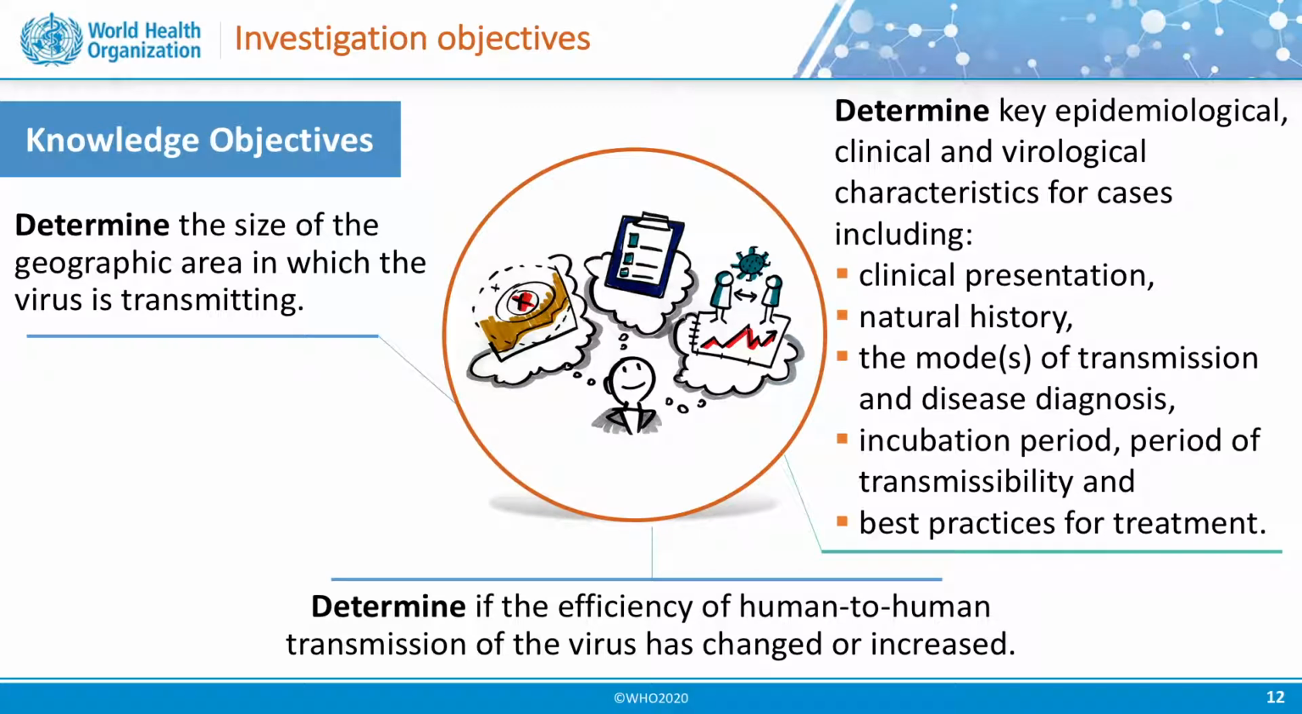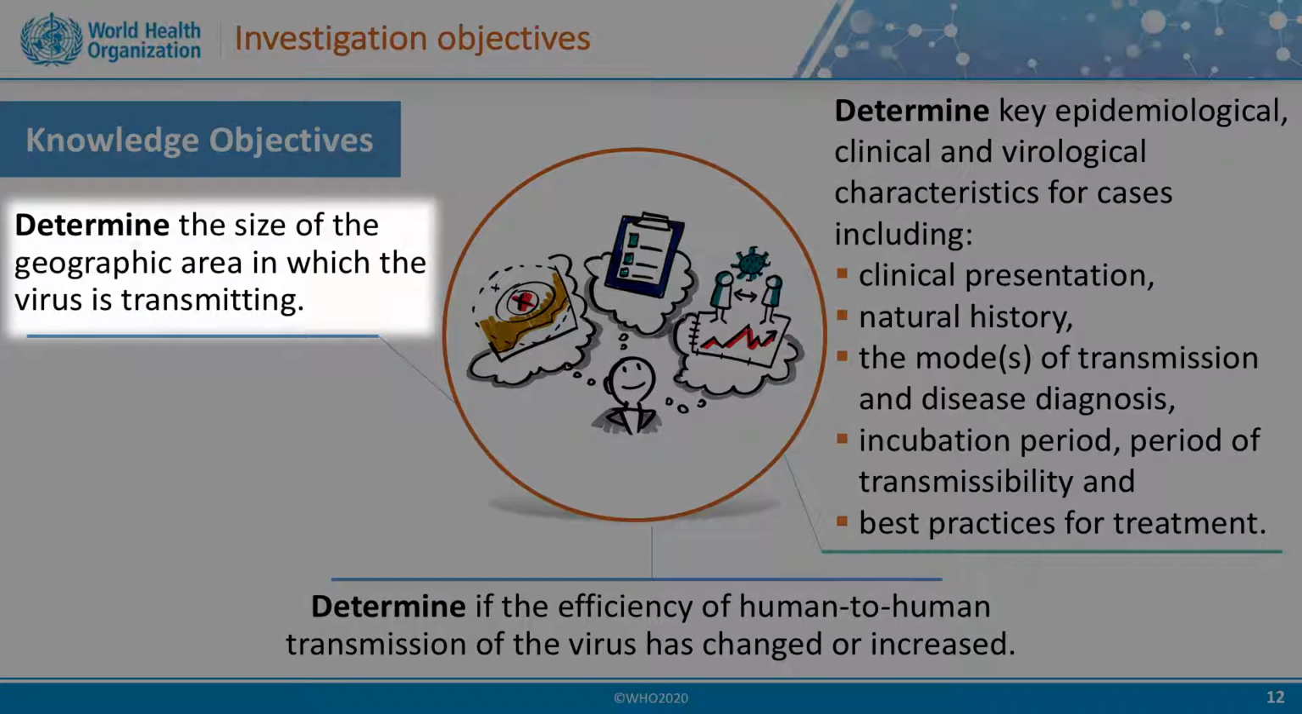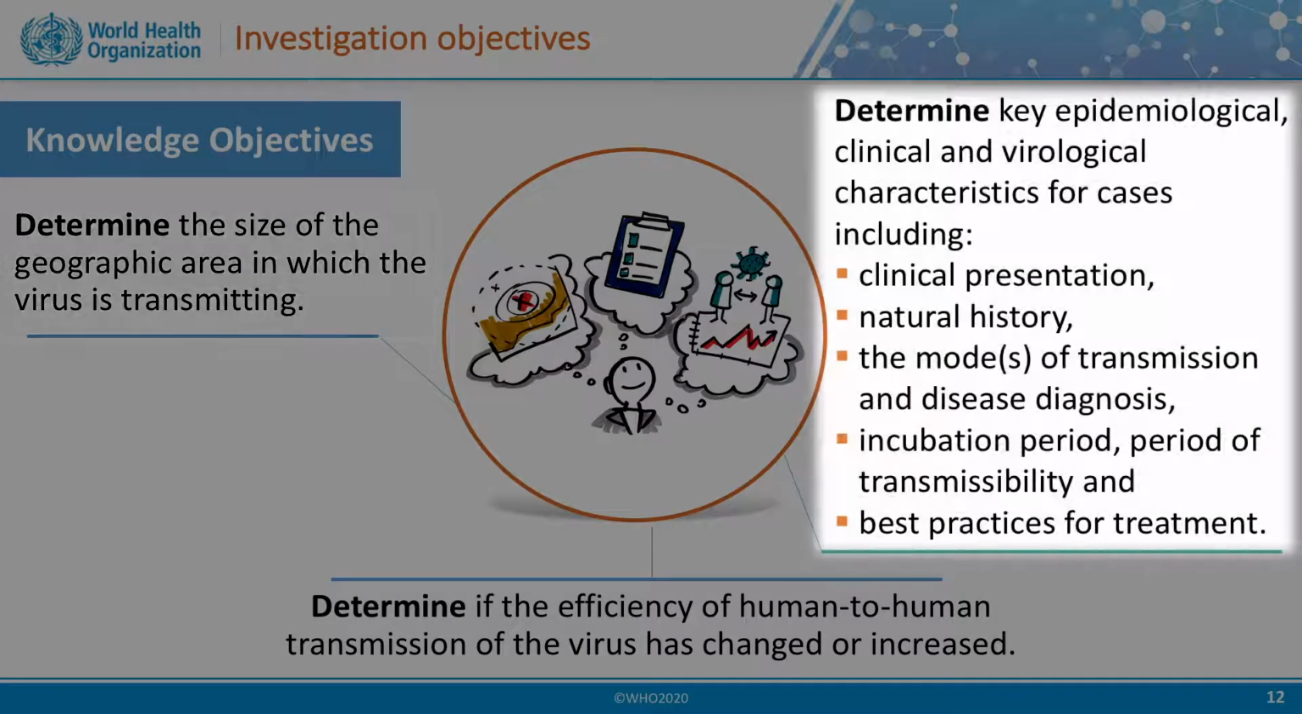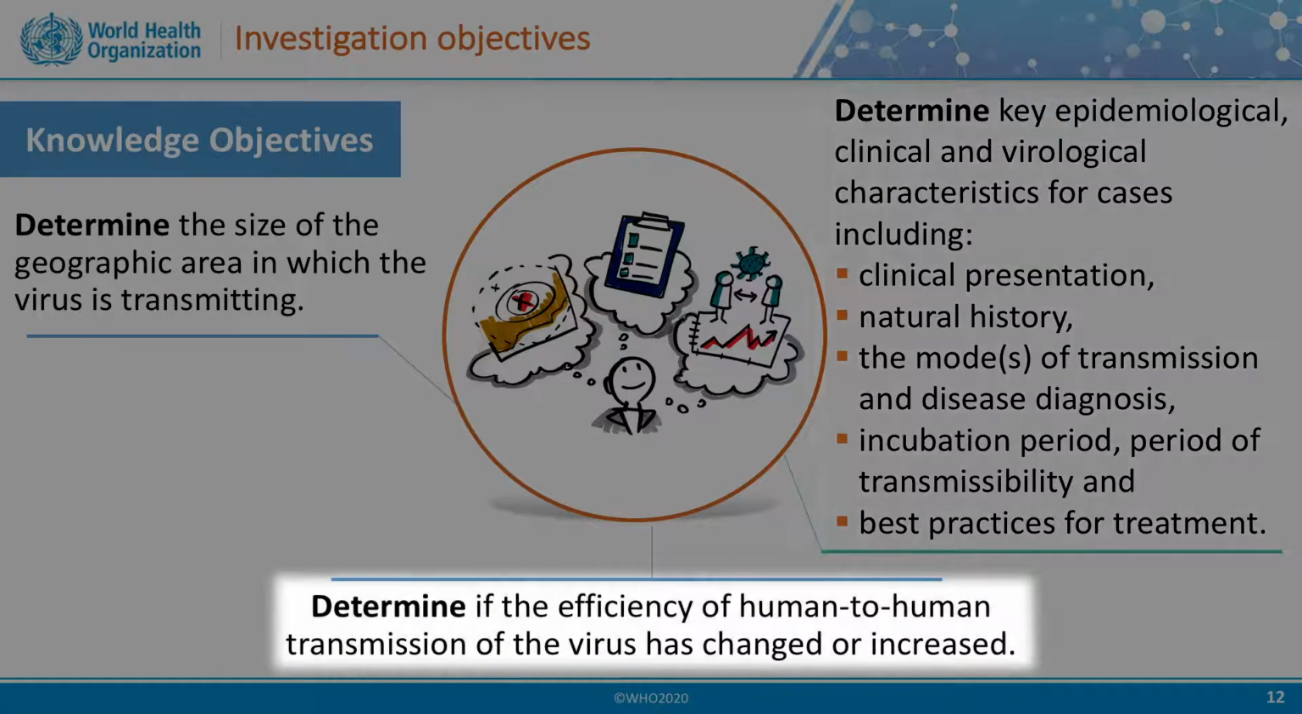In terms of the investigation objectives and the knowledge objectives, it's important to determine the size and the geographic area for which this virus is transmitting, to determine key epidemiologic, clinical, and virological characteristics for cases, including their clinical presentation, the natural history of disease, the mode or modes of transmission and disease diagnosis, the incubation period, the period of transmissibility, and best practices for treatment. And very importantly, to determine if there's human-to-human transmission of the virus and if that virus has changed.